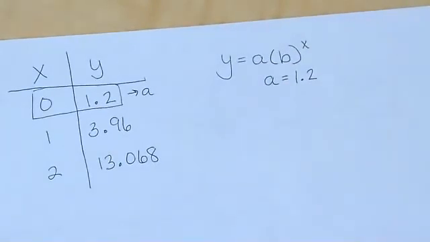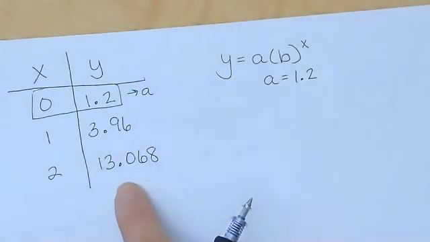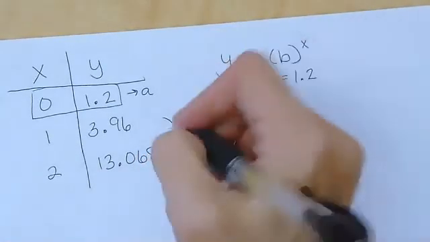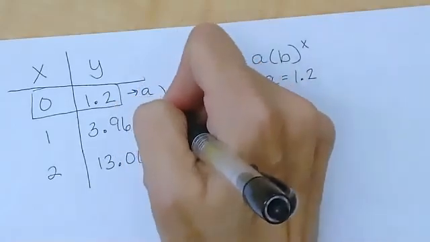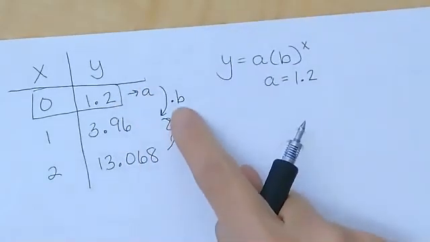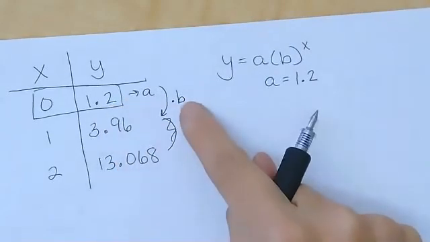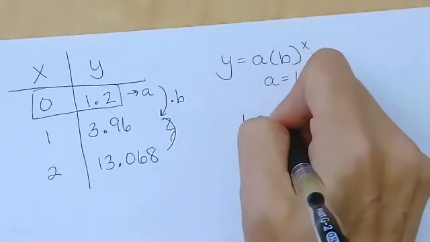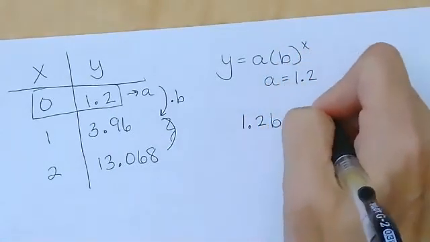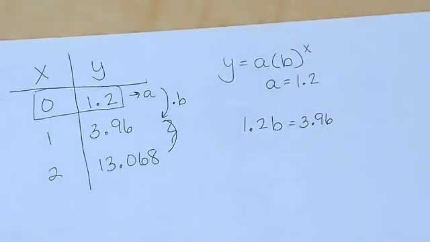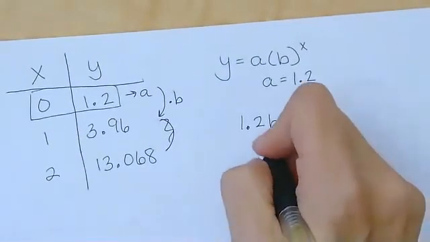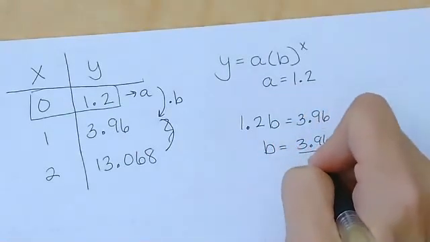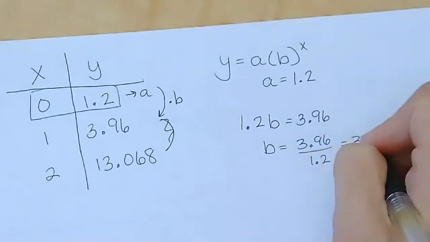B is the number that is being multiplied to create your table. So take any two numbers in your table. Now I'm going to take the two smallest ones. So right here, I know that I multiply by B. So 1.2 times B will equal 3.96, which means I can find B by dividing by 1.2. So if you take 3.96 and divide by 1.2, you get 3.3.